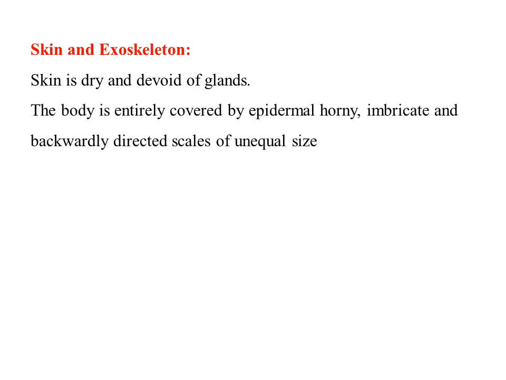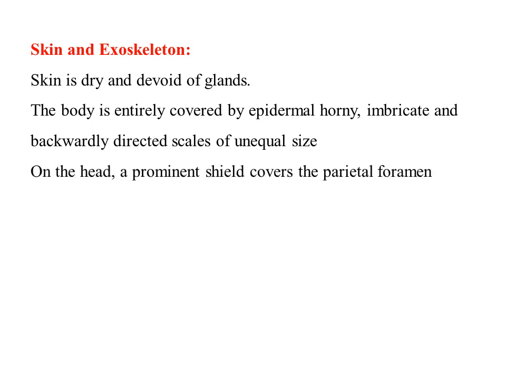Next, we will see about the skin and the exoskeleton of Calotes versicolor. The skin of the Calotes is dry because it is devoid of glands, hence it is not moist, and the body is entirely covered by the epidermal, horny, imbricate, and backwardly directed scales. The scales are unequal in size and are periodically shed in flakes.